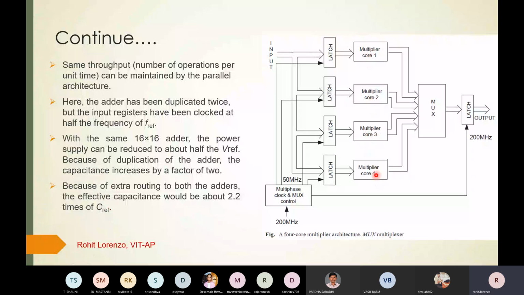Now what they have done is they allotted the frequency. Here you can see the same throughput, the number of operations per unit time, can be maintained by parallel architecture. So here the adder has been duplicated twice.